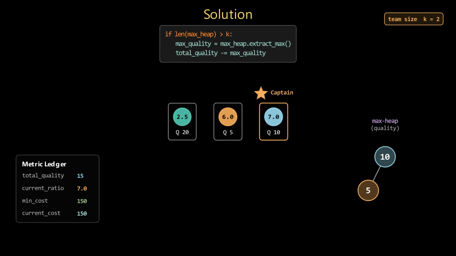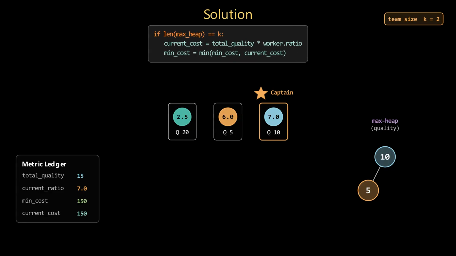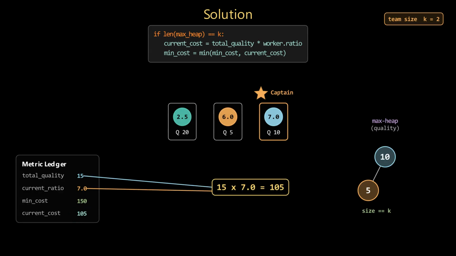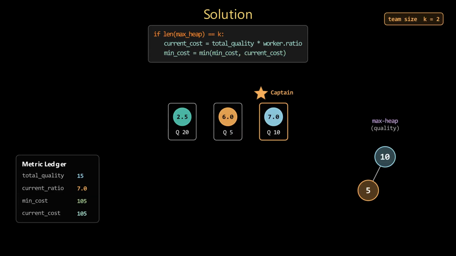We pop the largest quality value off the top of the heap, discarding that heavy anchor and subtracting it from our running sum. Once our quality heap holds exactly K elements, we have formed a legally valid team under the captain's rule. We multiply our consolidated team quality sum by the captain's active unit ratio to calculate our current runtime expense. We compare this against our global minimum cost target, greedily capturing and locking down the lowest value ever recorded.